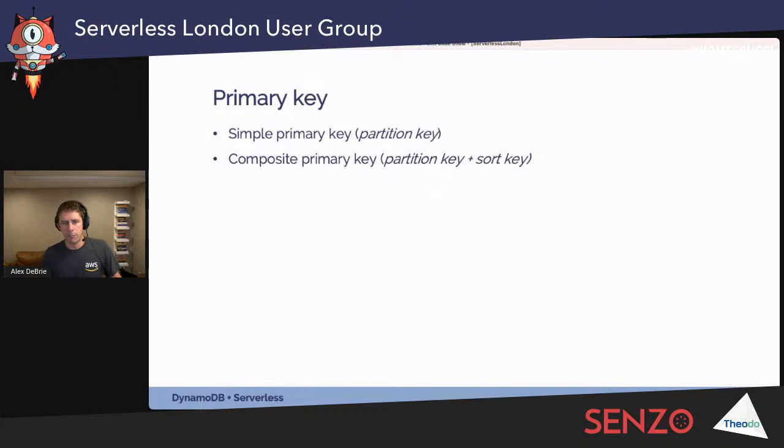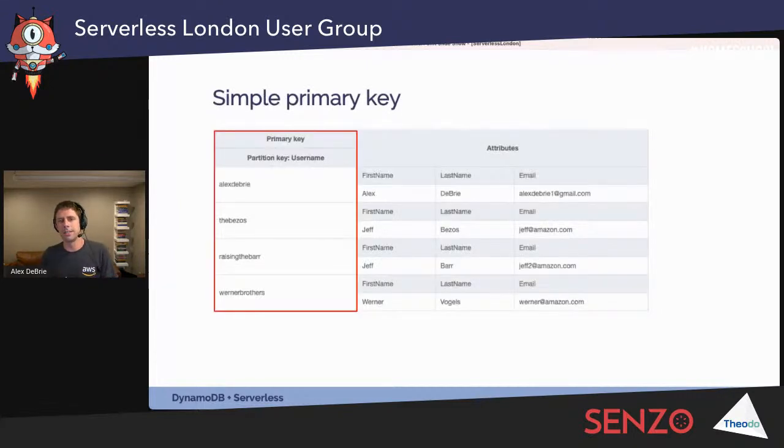I want to talk a little bit more about primary key, because primary key is going to be very important in DynamoDB and in how you model your data, how you use your data in DynamoDB. There are 2 types of primary key with DynamoDB. First, there's a simple primary key, which has just a partition key. And there's a composite primary key, which has a partition key and a sort key. So the example we already looked at, that was an example of a simple primary key. It had just a partition key, which was username.